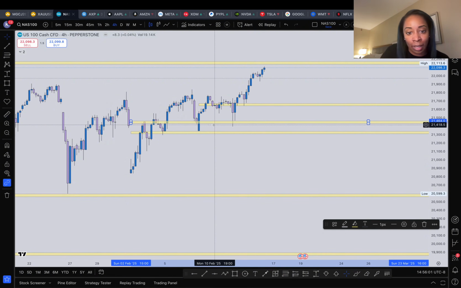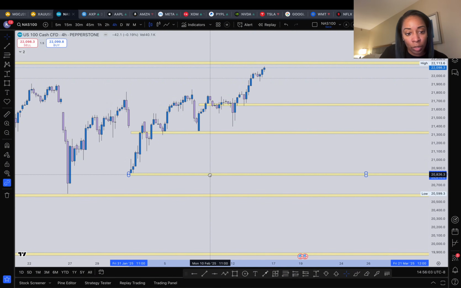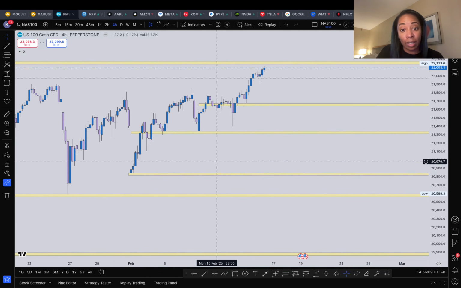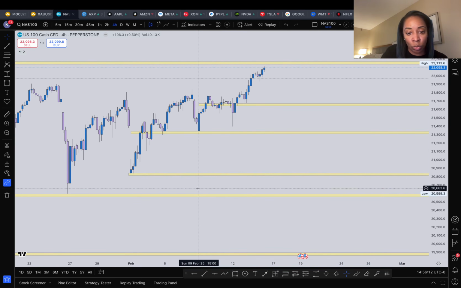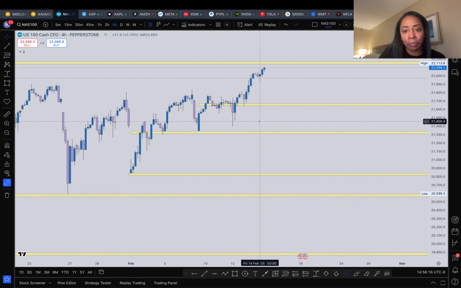So let me go ahead and copy this and then move it over to here. So now this level is sitting at roughly 20,830. So that is looking really good with about 230 something points in between there. There's definitely a decent area.